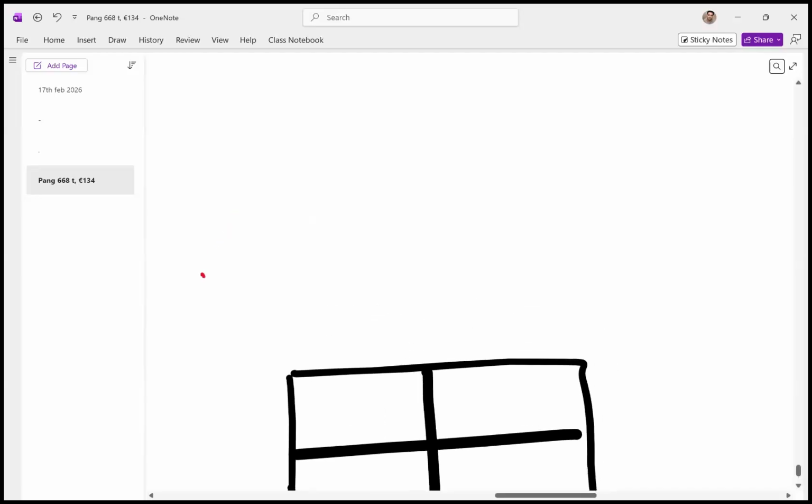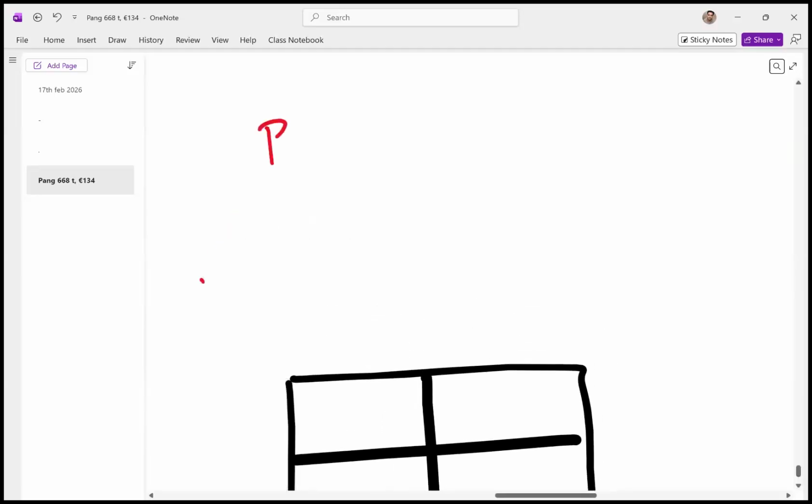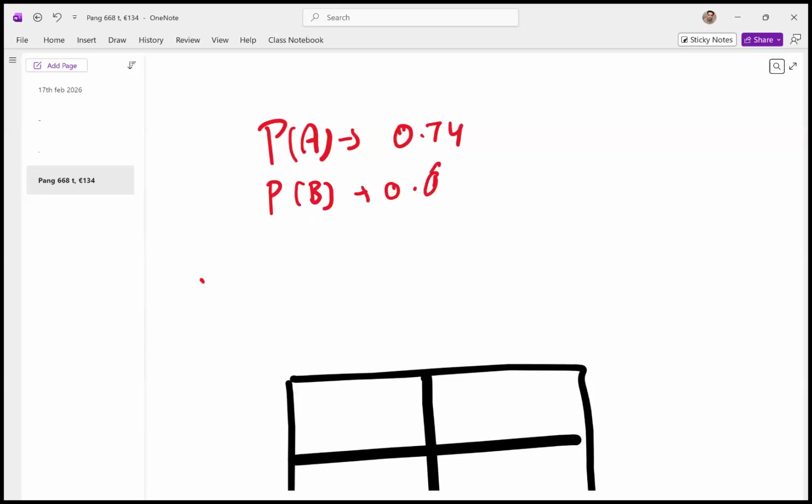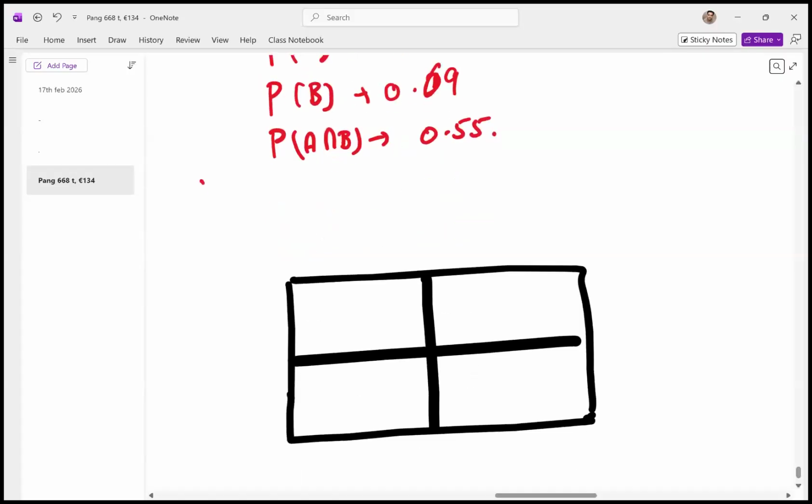What is given to us in the question? I'll try and rewrite it. Probability of A was 0.74, probability of B was 0.69, and probability of A intersection B was equal to 0.55. Now how does a two-way table work?